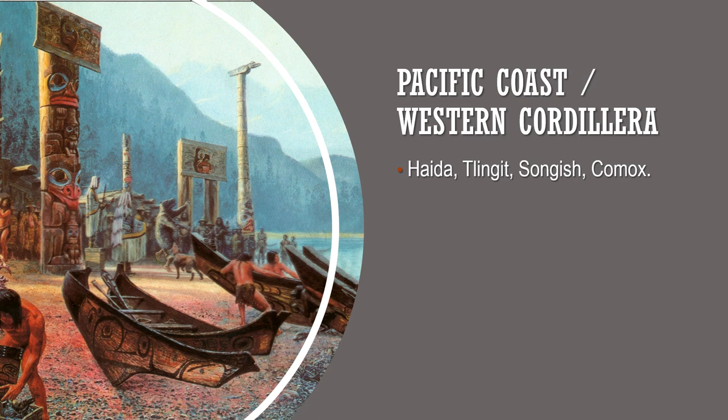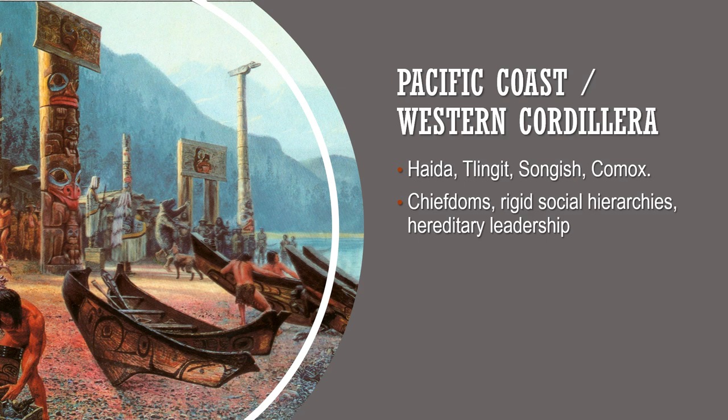Turning now to the Pacific coast and the Western Cordillera, this was the other region of Canada which supported a very large Indigenous population prior to first contact. This is the land of the Haida, the Tlingit, the Songish, and the Comox. This region had a very unique culture compared to the rest of Indigenous cultures in Canada. And partially because of the mountains, there was not as much communication between one side and the other side, which allowed for the tribes on the Pacific coast to develop some really unique characteristics compared to other Indigenous cultures in Canada. So the tribes were organized with chiefdoms and very rigid social hierarchies.